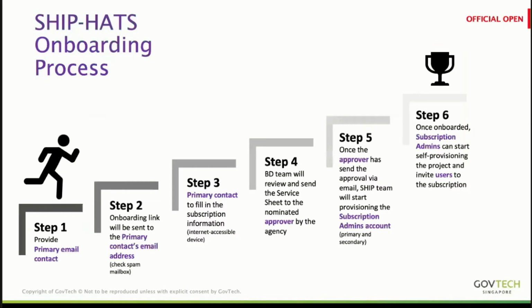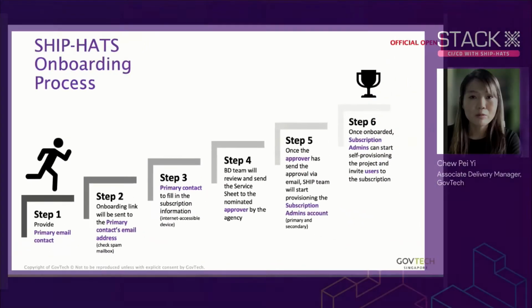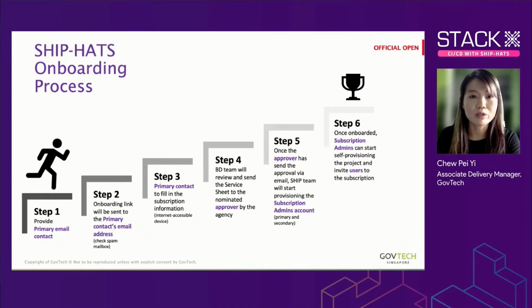Now let's move on to the onboarding process. We have recently automated our onboarding process, and agencies will only need to provide us with the primary email contact. This email contact has to be a .gov.sg email, and we will initiate the onboarding process to the person to fill up. Do note that the link can only be accessed through an internet machine, and most of the time, the email will turn up in your junk or spam mailbox.